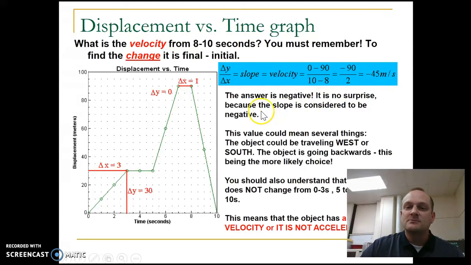And so the answer is negative, and that shouldn't be a surprise because the slope is considered to be negative. This just means that the object's moving back the other way, right? We talked about positive and negative signs with velocity in the last set of notes. So in this case, the object moves back the other way. And that should make sense, right?